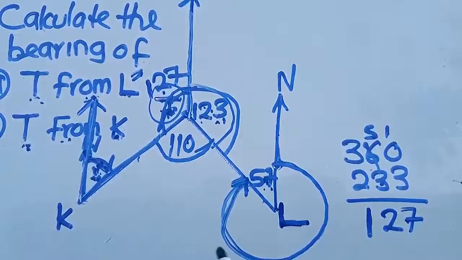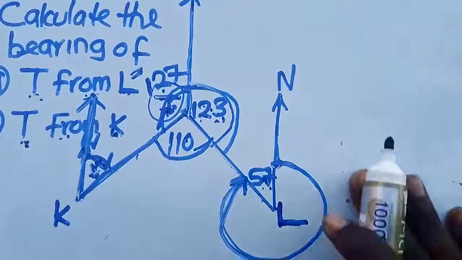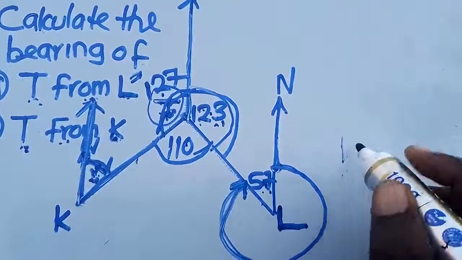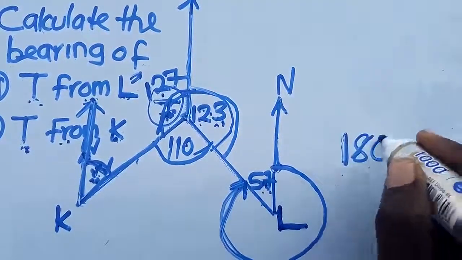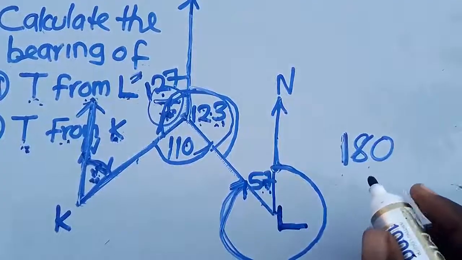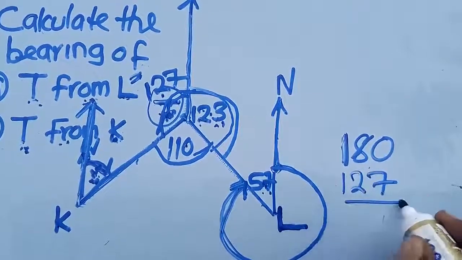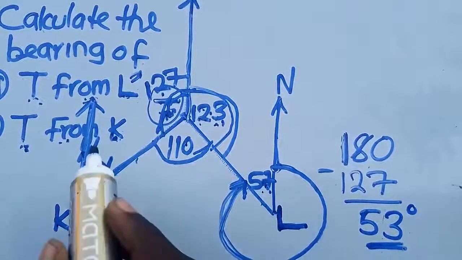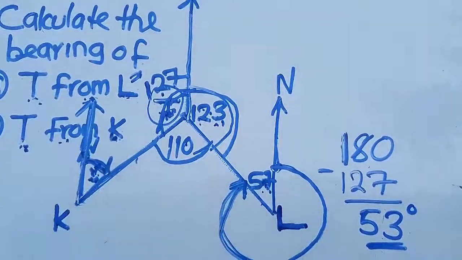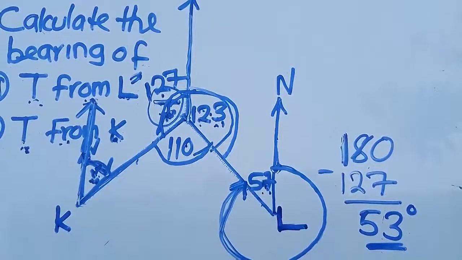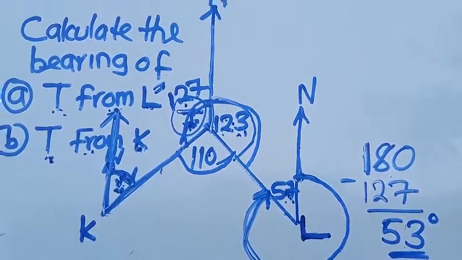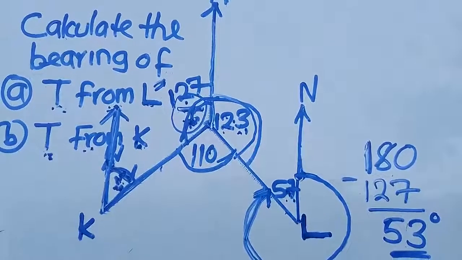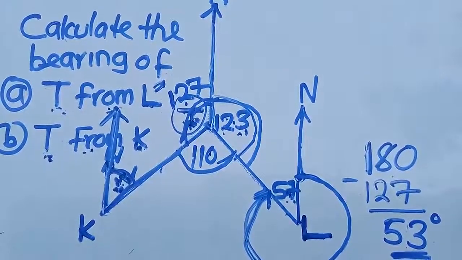You say, okay, I want to find this one that is here. So what am I going to do? I'm going to do 180 minus 127. So here, when you subtract, you are getting 53 degrees. So it means that is the answer for that one. So it is 53 degrees. This is how you need to work out this one and that one.